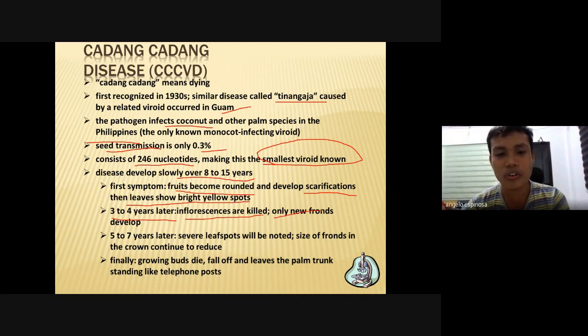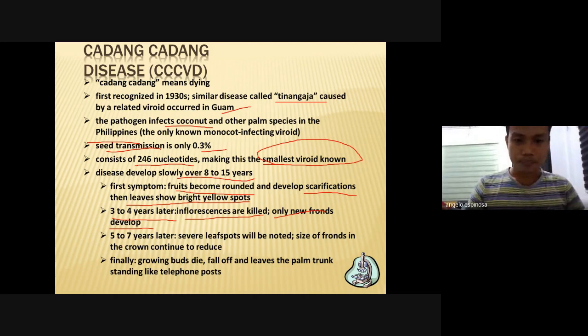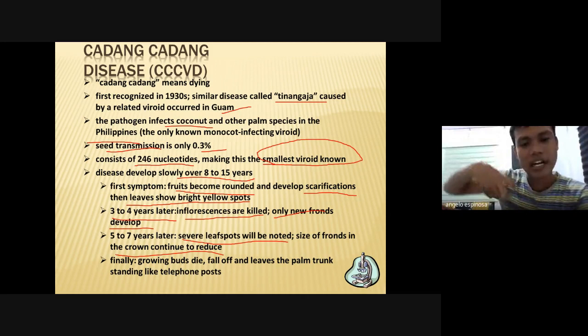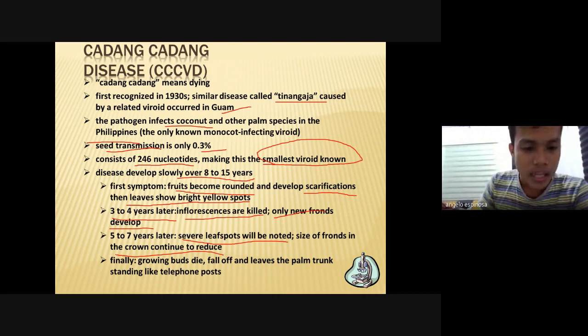And then 5 to 7 years later, actually this is the breakdown of how this kadang-kadang affects your coconut. If 5 to 7 years later, severe leaf spots will be noted. So yun, makikita mo na may mga leaf spots na, no? And then the size of fronds in the crown continue to reduce. So ano nangyari, no? Yung crown mismo, yung sa gitna mismo ng coconut, nagkakaroon na ng reduction on the shoots of the palm. Okay? And nagda-dwarfing na, nagkakaroon ng abnormality sa palm, no? Finally, growing buds die, fall off, nahuhulog, leaves, and the palm trunk standing like a telephone post.